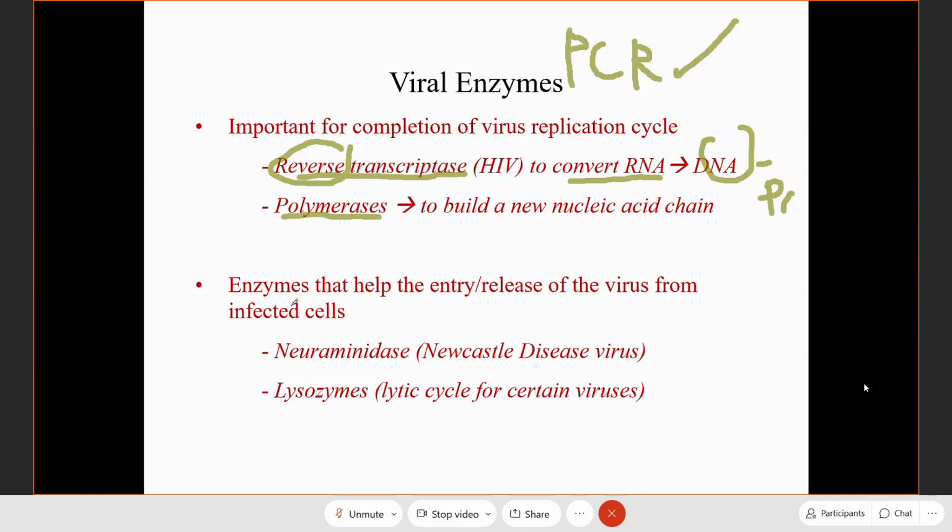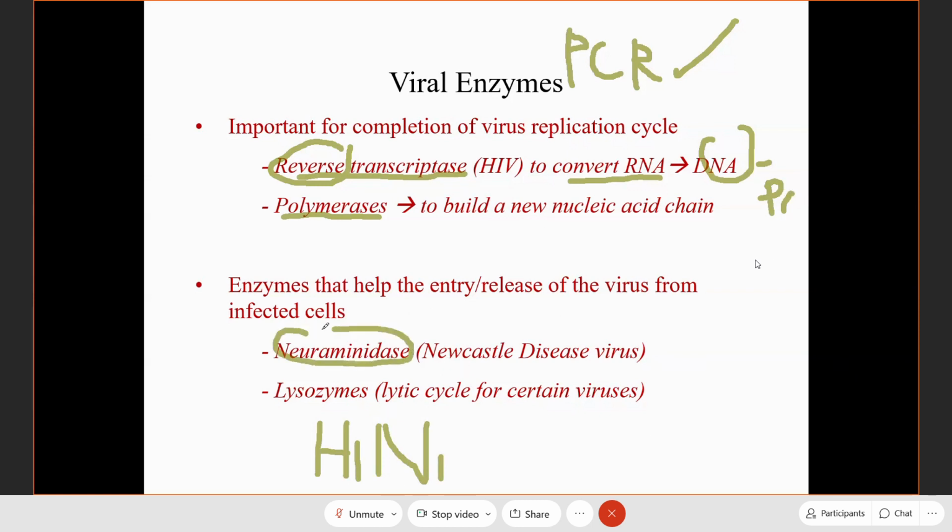And also an enzyme that can help the virus not release. Have you heard about this one? And one more. Have you heard about this? Flu virus, H1N1, H5N1. You read that from the newspaper as well, right?